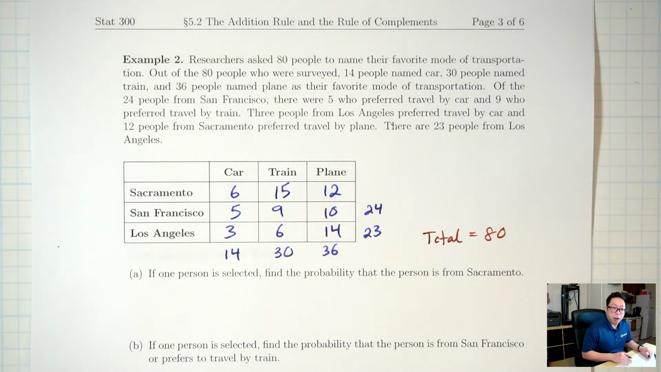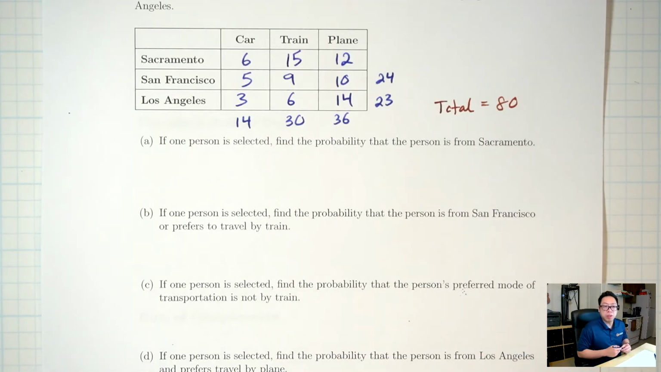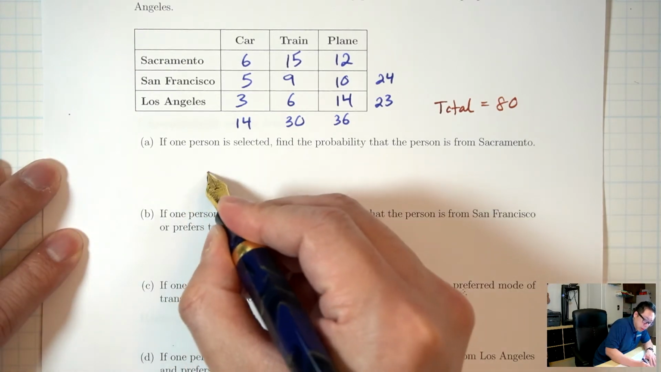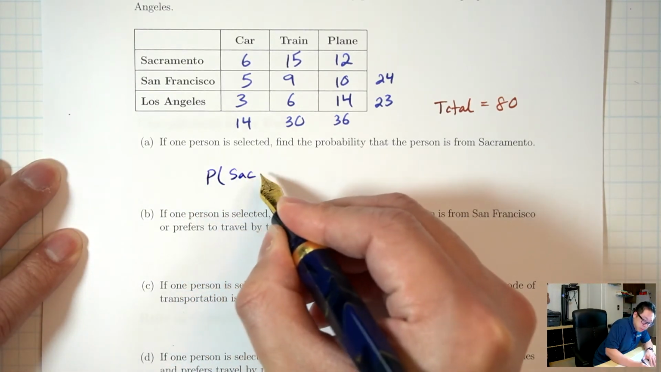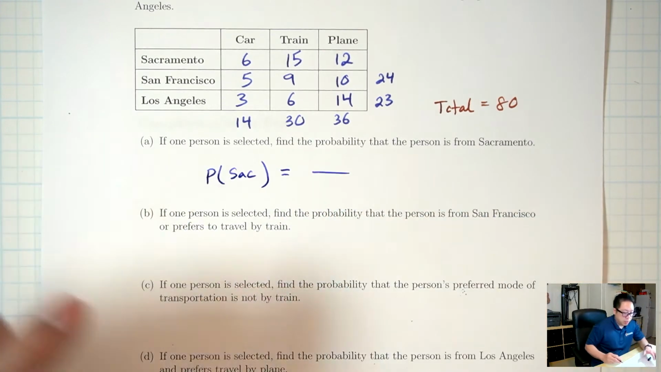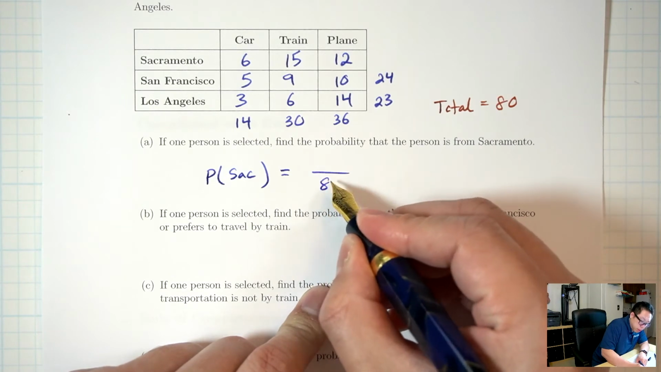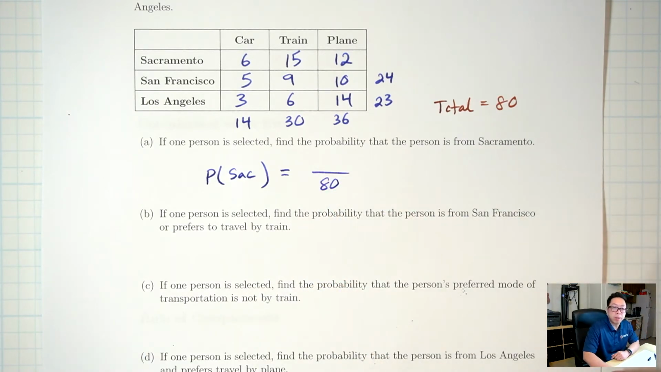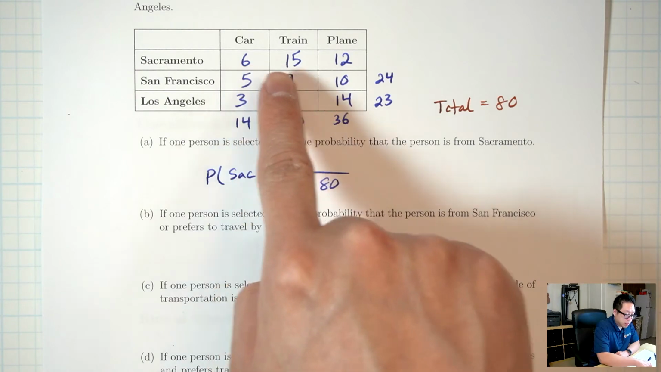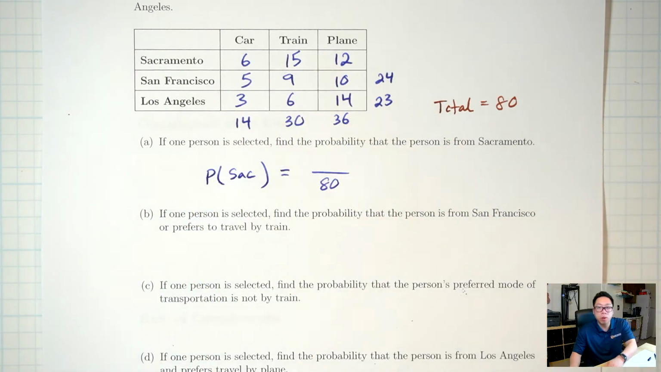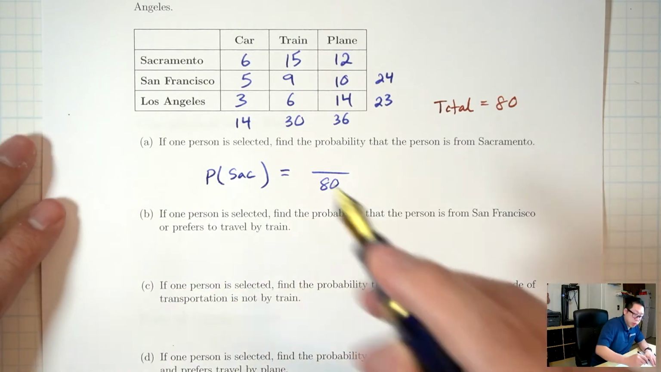Okay, so we have all the numbers now. So now we can just answer the questions just like in example 1. Part A, if one person is selected, find a probability that the person is from Sacramento. So notation-wise, we're looking for probability Sacramento. The bottom should be everybody, which in this case is 80. And then how many people are from Sacramento? 6, 15, 12, right? So 6 plus 15 plus 12 is 33.